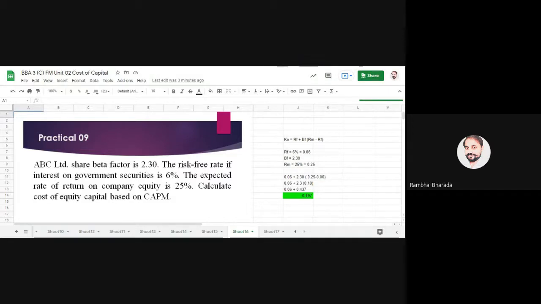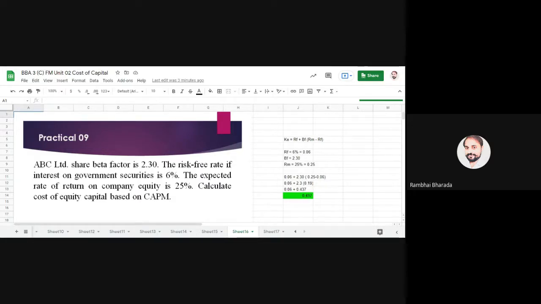Number two, what do we need to remember? G. G stands for growth rate. Number two, here KE is equal to D upon NP plus G. Before that, in the second method, when there is a dividend plus growth rate, what is given to you in a practical question.